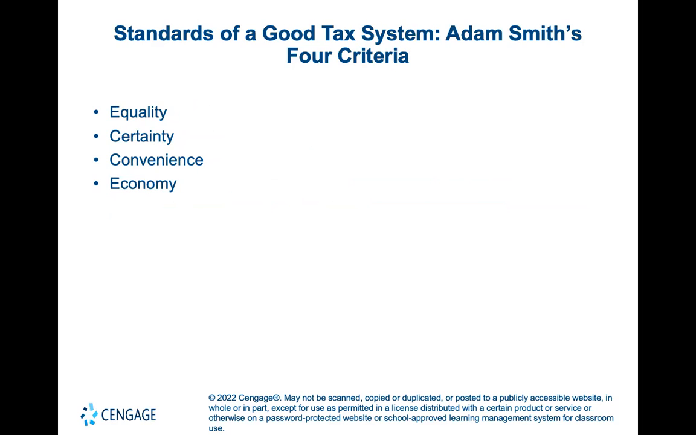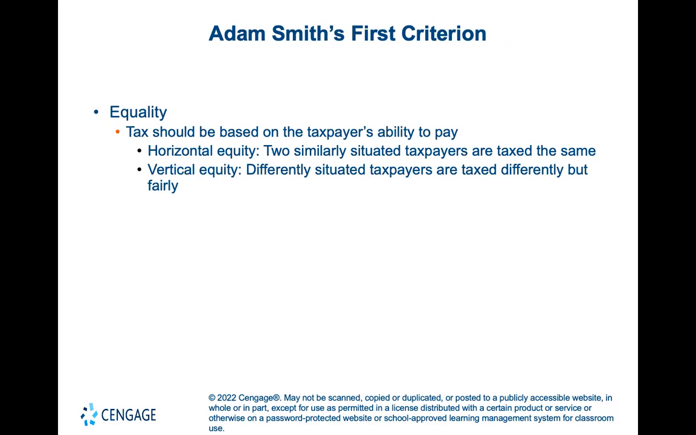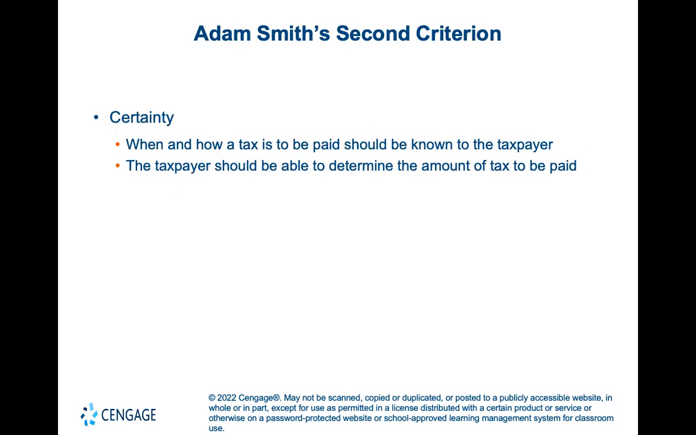So, standards of a good tax system, Adam Smith's four criteria: equality, certainty, convenience, and economy. Okay, so these are things we're going to take a look at. So equality: tax should be based on the taxpayer's ability to pay. Horizontal equity: two similarly situated taxpayers are taxed the same. And vertical equity: differently situated taxpayers are taxed differently but fairly. Okay, so we're going to take a look at what that's going to look like.